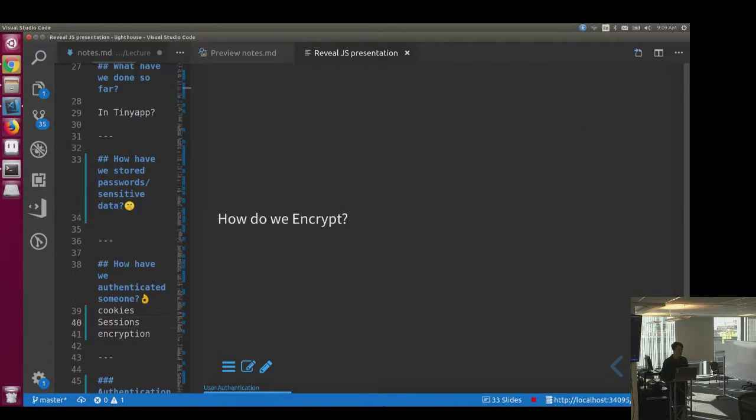So how do we encrypt things? So far, we've used bcrypt, which is an algorithm that was provided for us. Well, actually, bcrypt, we'll look at it a bit more, but it might not be encryption in the truest sense that we're thinking about. Any thoughts on how we encrypt things? Rainbow table. Yeah, that's an encryption. So what's a rainbow table?